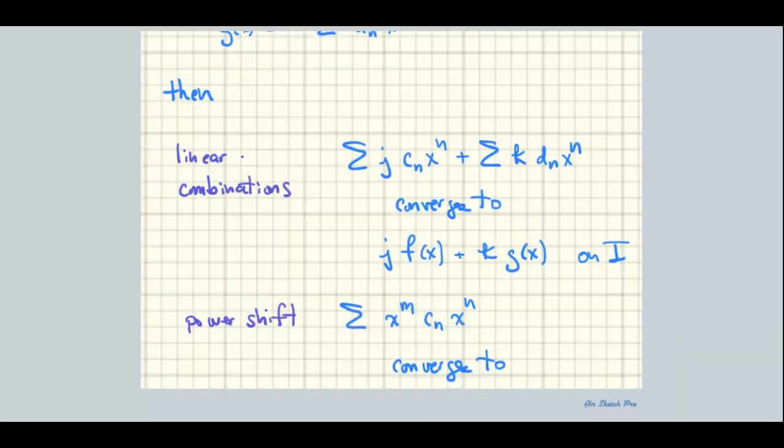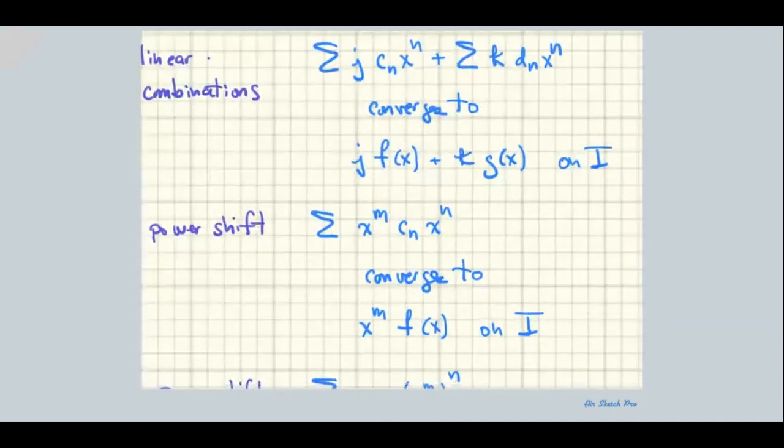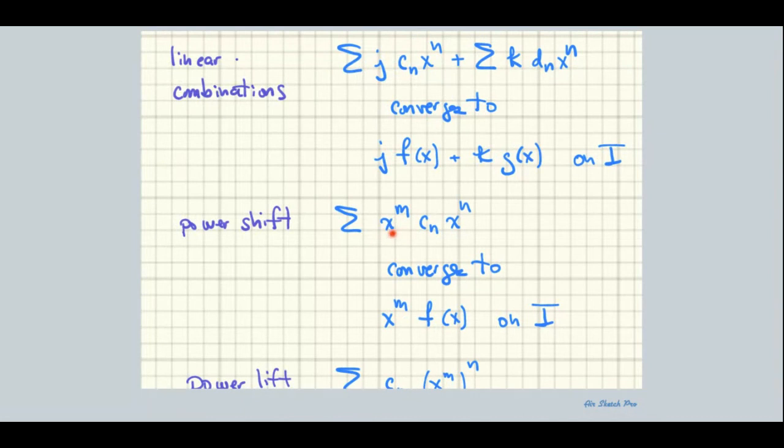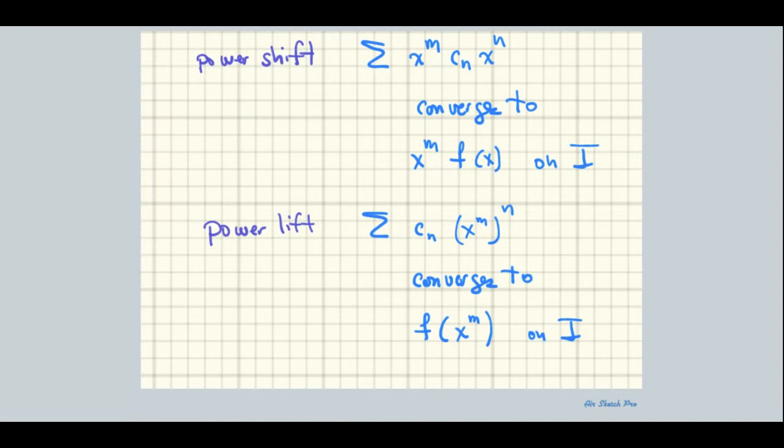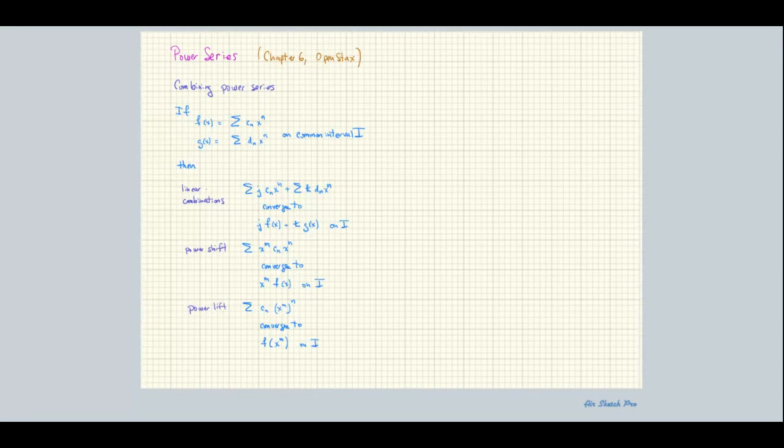Sometimes we want to do a power shift, okay? Instead of starting with x to the zero, we'll want to start with x to the third, okay? And you can do that just by multiplying every term by x cubed. And if we do that inside the series, just by multiplying by x to the m, we will converge to x to the m times f of x. This will be useful. The next thing we can do is a power lift. Instead of taking powers of x, we can take powers of x to the m, and that converges to f of x to the m. Okay? So those things are useful.